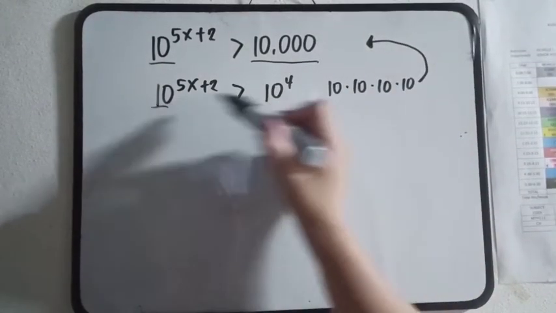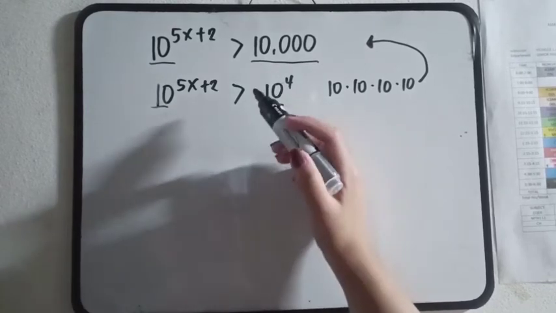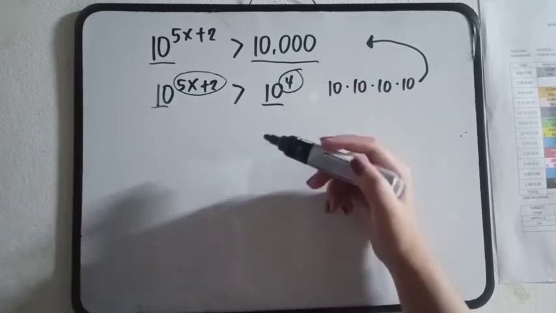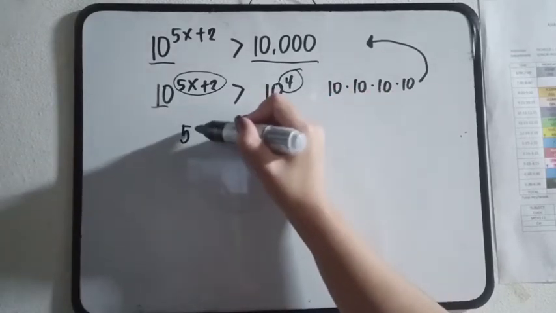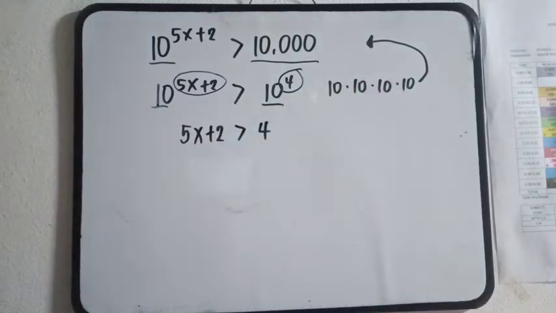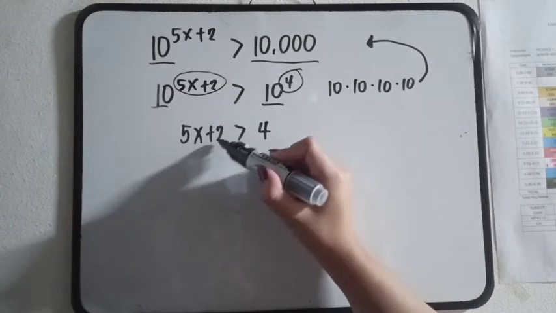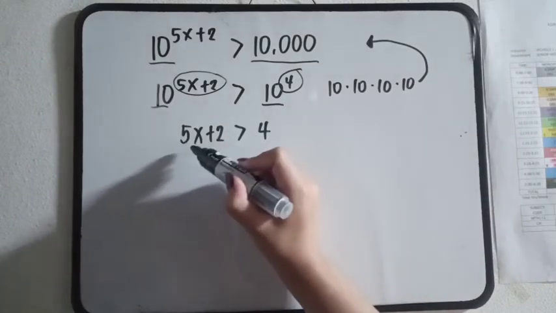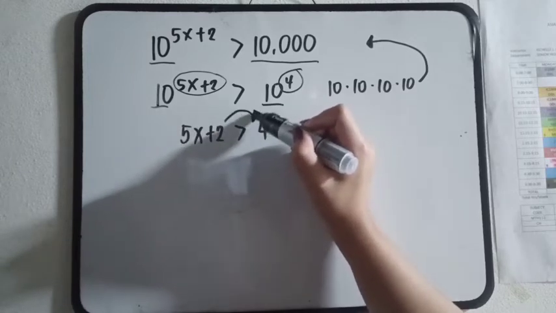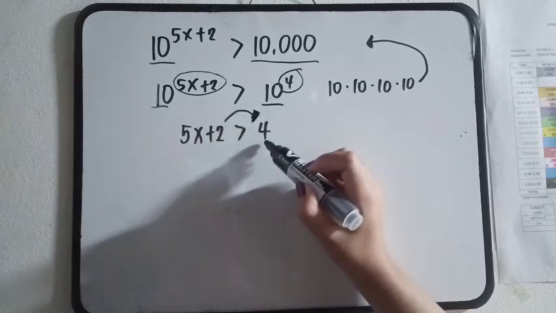Okay, so kapag pareho na sila ng base, ang kukunin mo ngayon yung exponent. So bring down na natin yung exponent. So 5x plus 2 is greater than 4. Then solve for x. Si positive 2, since wala siyang variable, hindi natin pwedeng isama kay 5x. So lipat natin siya dito sa kabila. I-combine natin siya dito kay 4.